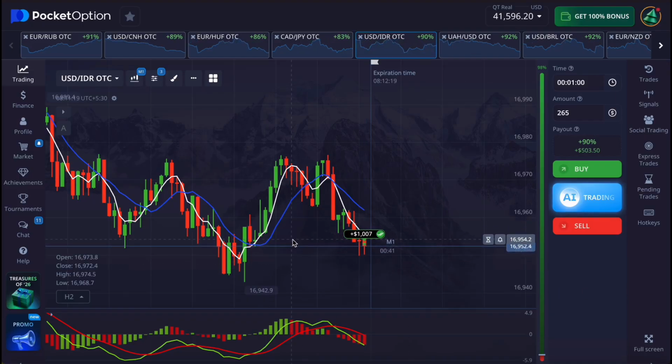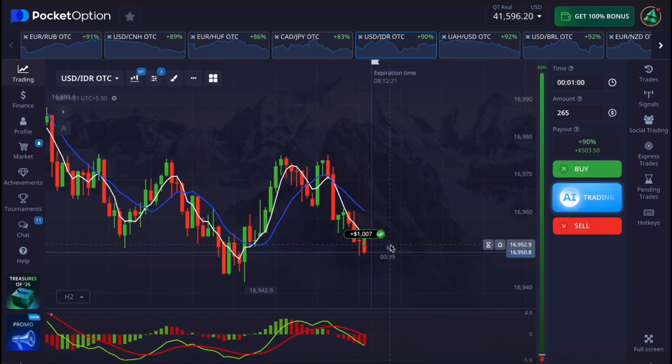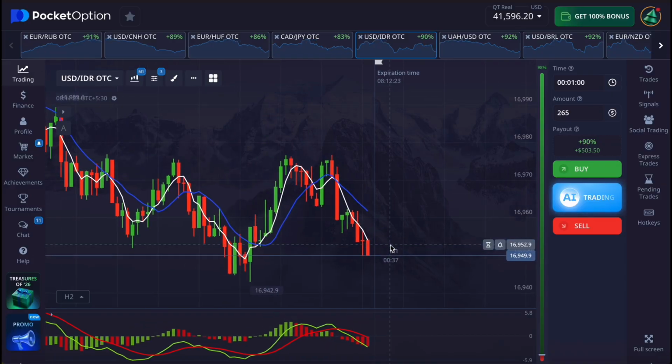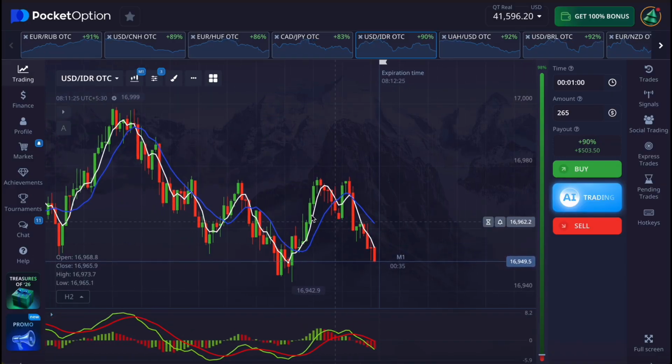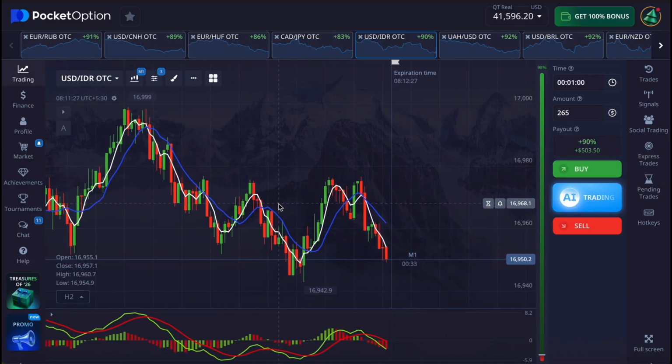Excellent, my entry here won. The market was very close in the last few seconds, but then the market showed a slight downtrend, and my entry was successful.